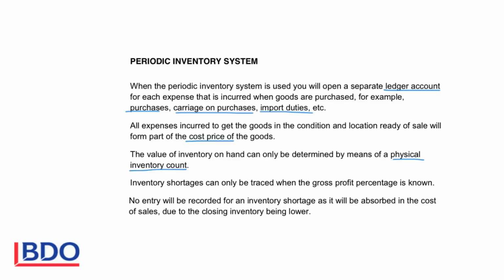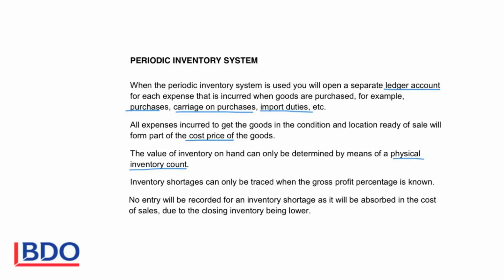Inventory shortages can only be traced if you know what is the gross profit percentage. So if we know what is the gross profit percentage, we can take our sales price, work out the percentage, and determine what our cost of sales should be. If we know what our cost of sales would be, then we can determine if the closing inventory is correct. Because if this cost of sales is not correct according to the gross profit percentage, it means that some of the inventory was stolen or broken.